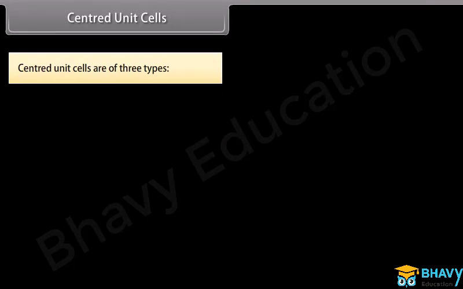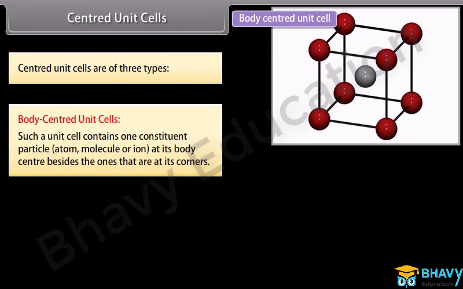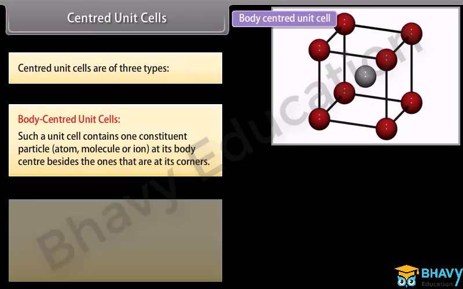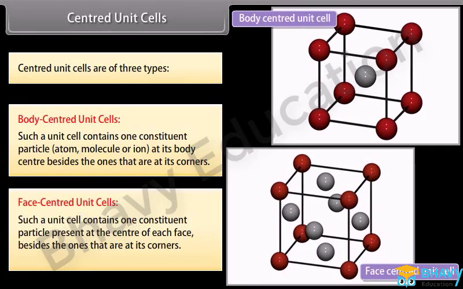Centered unit cells are of 3 types. 1. Body-centered unit cells. Such a unit cell contains 1 constituent particle, atom, molecule, or ion at its body center besides the ones that are at its corners. 2. Face-centered unit cells. Such a unit cell contains 1 constituent particle present at the center of each face besides the ones that are at its corners.